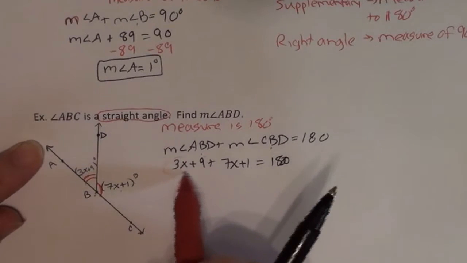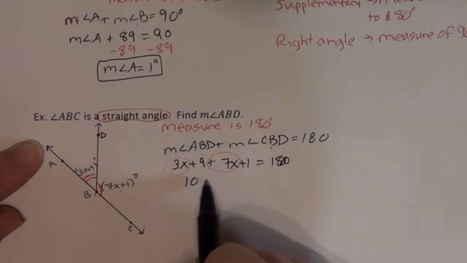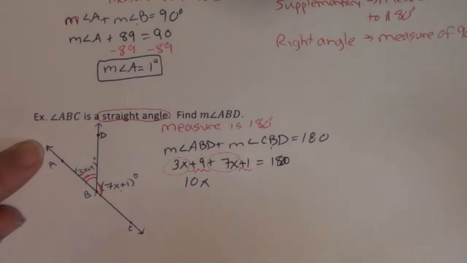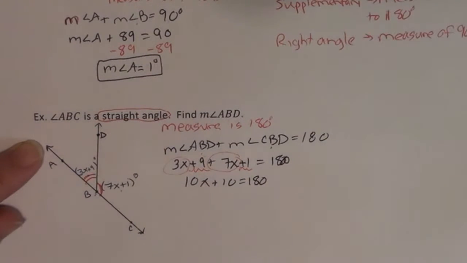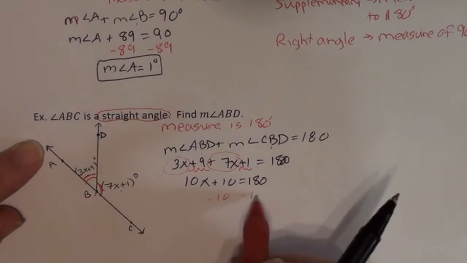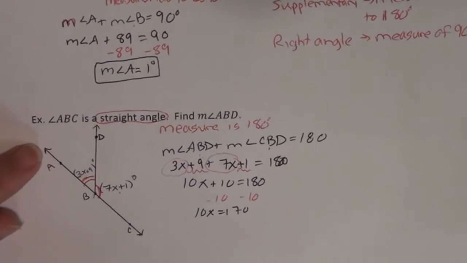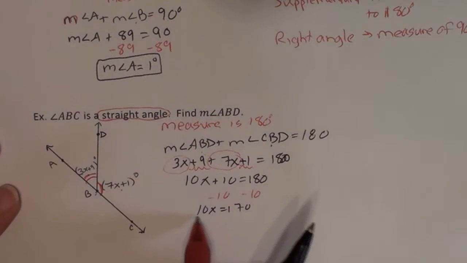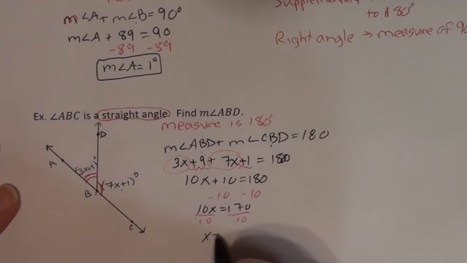So let's see here, 3x and 7x are like terms, so 3x plus 7x is 10x. Positive 9 and positive 1, those are like terms. So 10x plus 10 equals 180. We can subtract 10 from both sides. 10x equals 170. Of course, if you have another way that you'd like to solve this equation, you're free to solve it. You don't have to solve it this exact way. This just tends to be the fastest. Divide both sides by 10, and you get x equals 17.